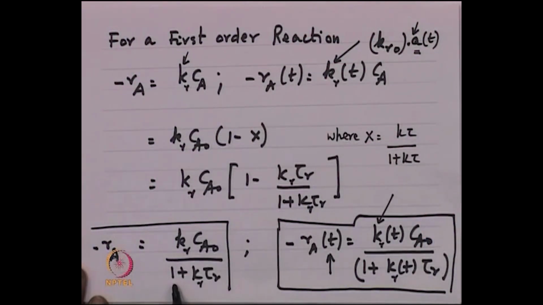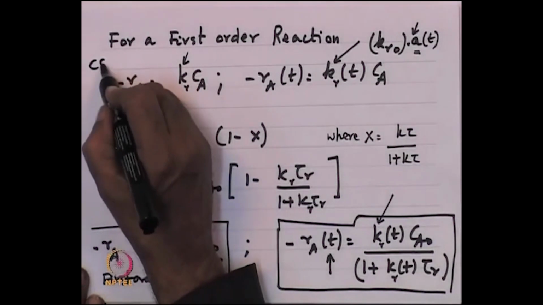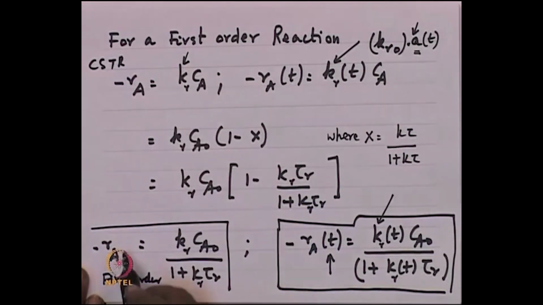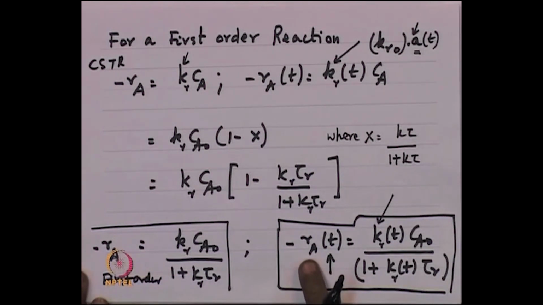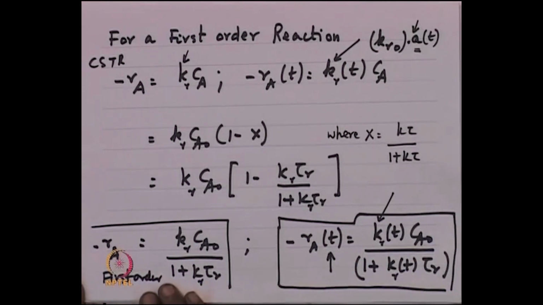So, stating it once again, we are used to stating that the reaction rate is k_R C_A0 divided by 1 plus k_R tau_R for a first order reaction in a CSTR. All these are in a CSTR. Now, if this reaction is undergoing deactivation, then we recognize that this is going to change with time because k_R is going to change with time. These two are representations in which here we have recognized that deactivation is occurring, and here we have recognized that deactivation is not occurring. They are two statements of the same situation.